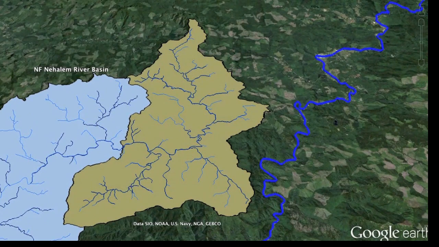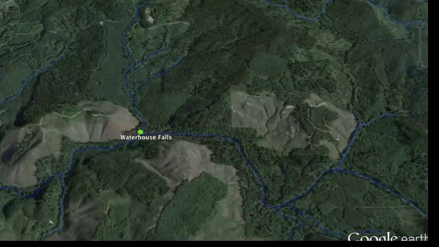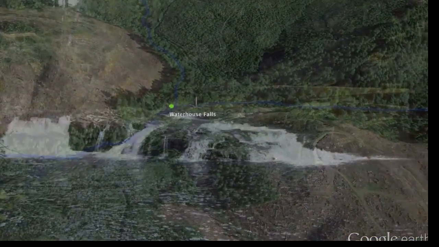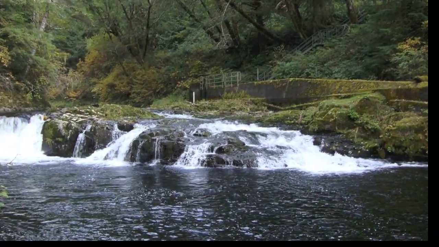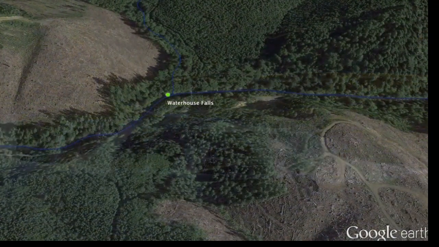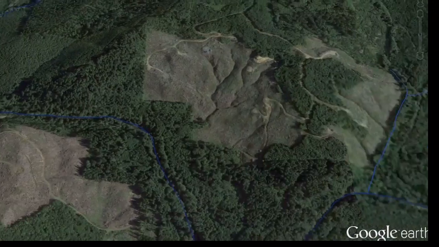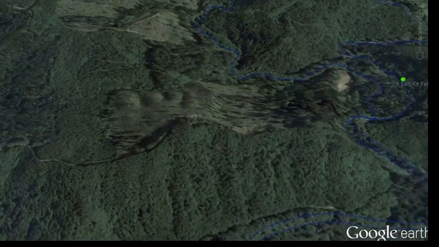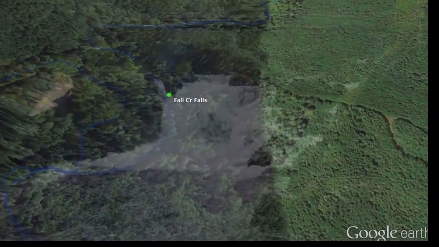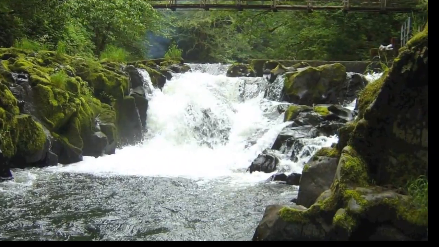Data collection in the basin involves the operation of 2 adult traps, the first of which is located at Waterhouse Falls, a partial migration barrier to upstream anadromous migration. The second adult trap is located 4 miles upstream of Waterhouse Falls at Fall Creek Falls, also a partial migration barrier to upstream anadromous migration.